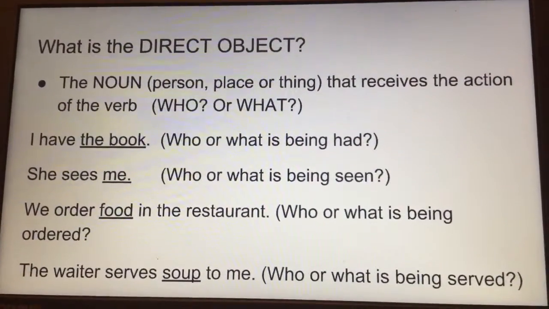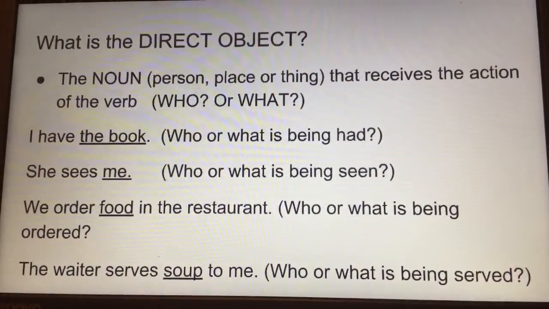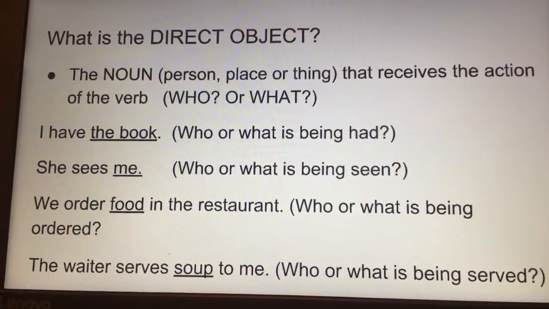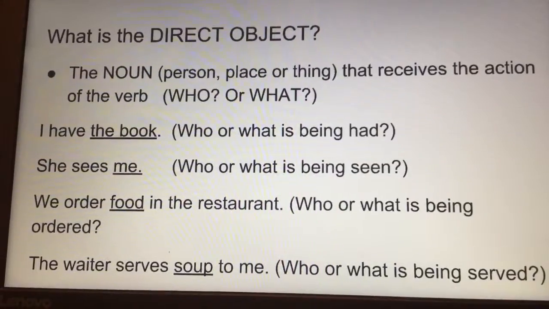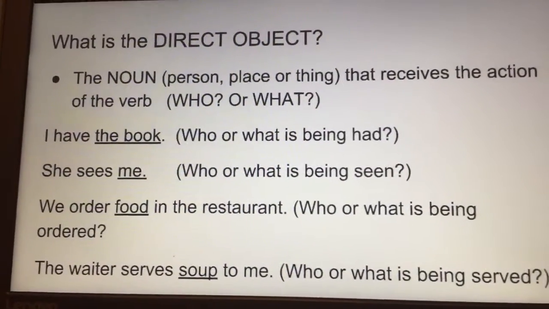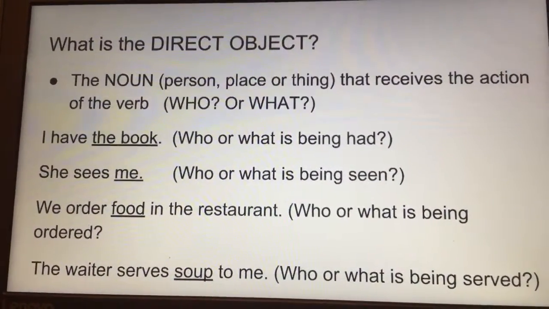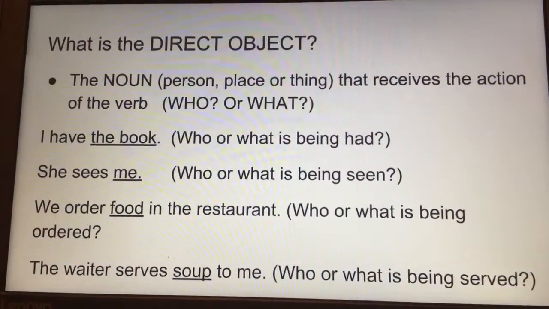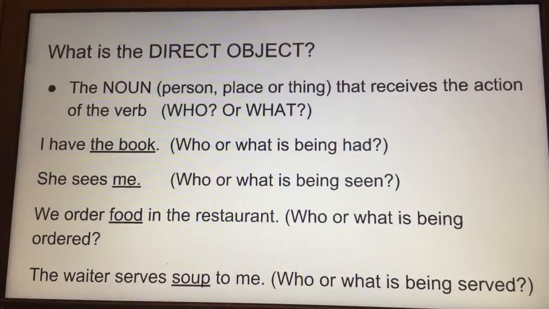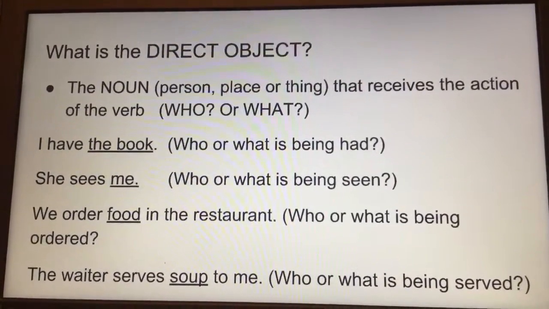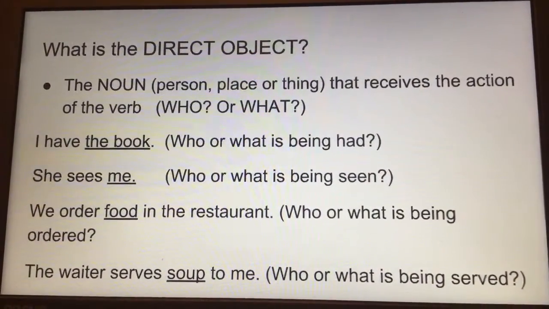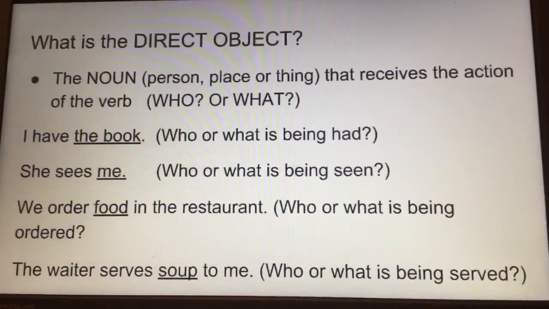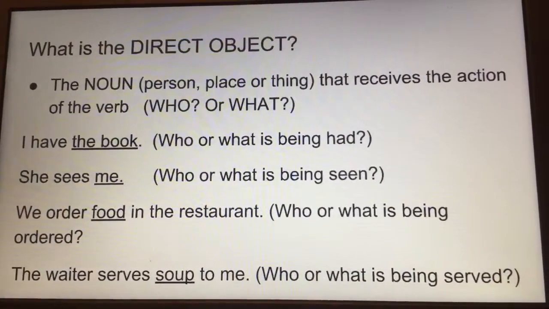So an example, I have the book. Who or what is being had? The book. The book is receiving the action of the verb have. She sees me. Who or what is being seen? Me. That is the direct object. We order food in the restaurant. Who or what is being ordered? Food. The waiter serves soup to me. Who or what is being served? That would be soup.